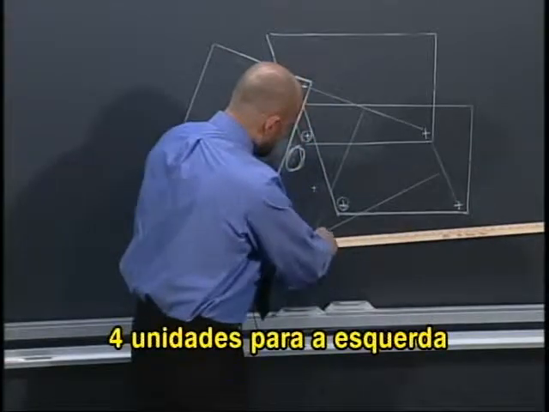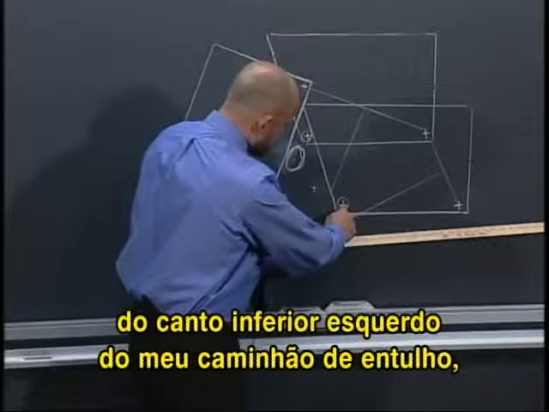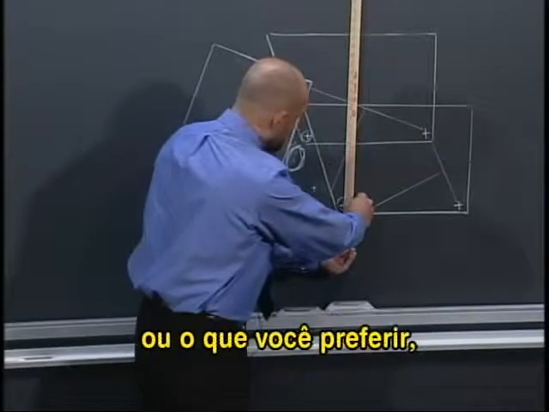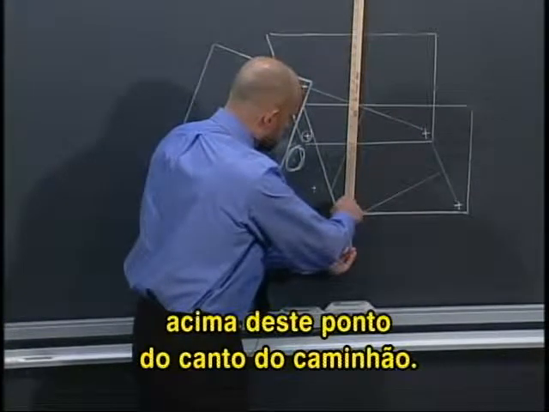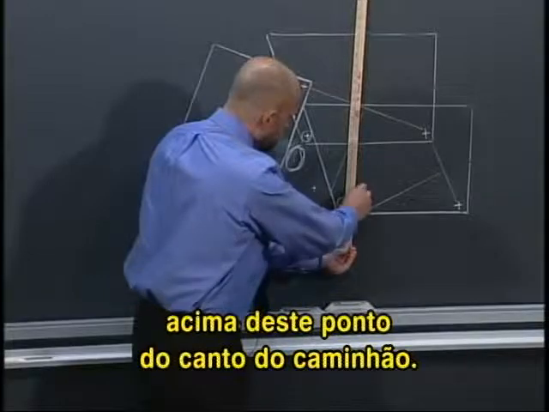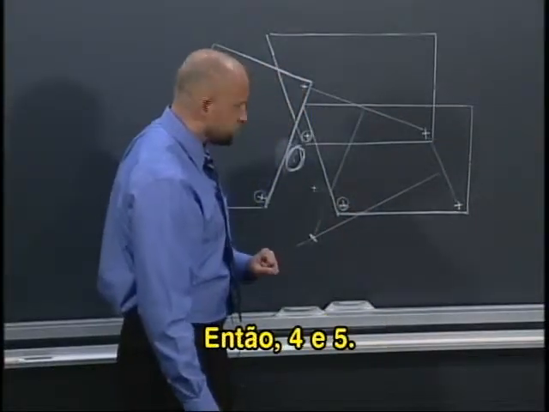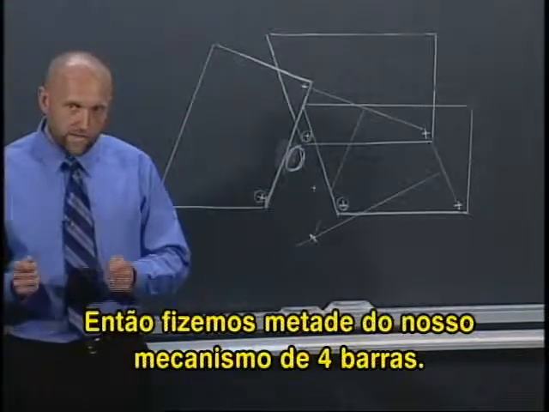That point I found, if I take a ruler, is just 4 units over to the left of the bottom left corner of my dump truck, and it's 5 units on the pegboard, or whatever you prefer, up from this point at the corner of the dump truck. So 4 and 5. So that's half of our 4-bar mechanism.